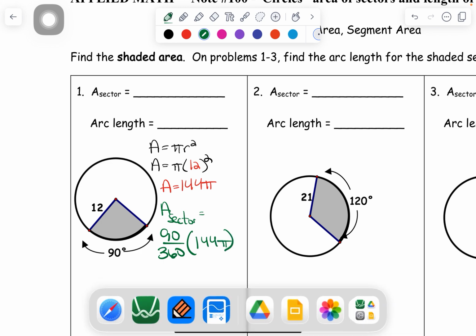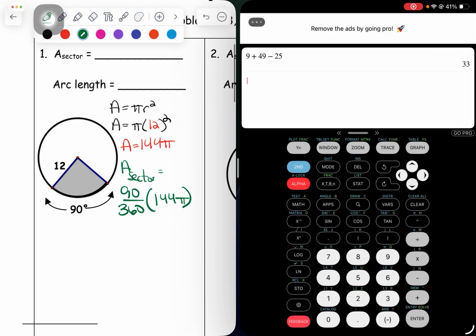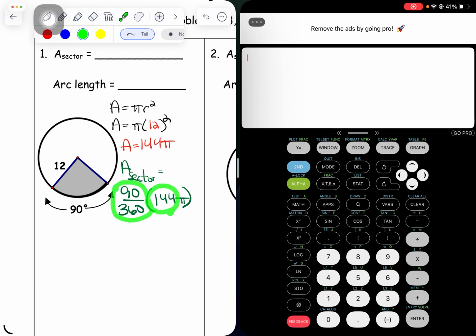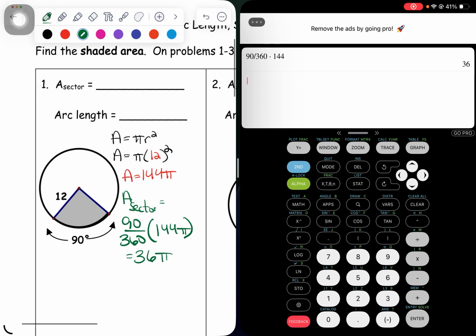Now, I'm going to use a calculator here, just being fully honest there. So what goes in the calculator? Well, I'm going to do 90 over 360 times 144. So 90 over 360 times 144 is 36. So what this gets me now is 36 pi. So our area of our sector is a fraction of the original area, and it is 36 pi. We do not have units here, so I'm not going to worry about that.